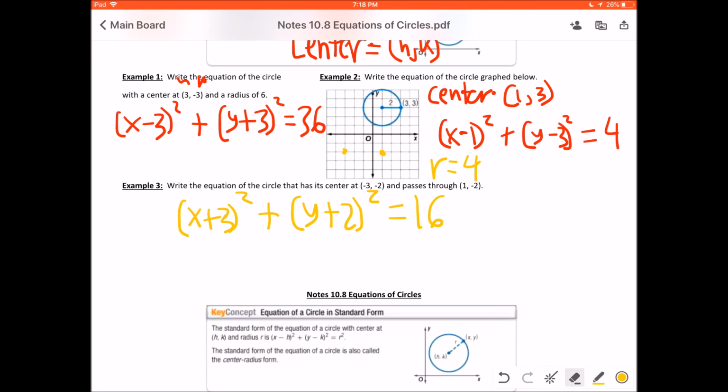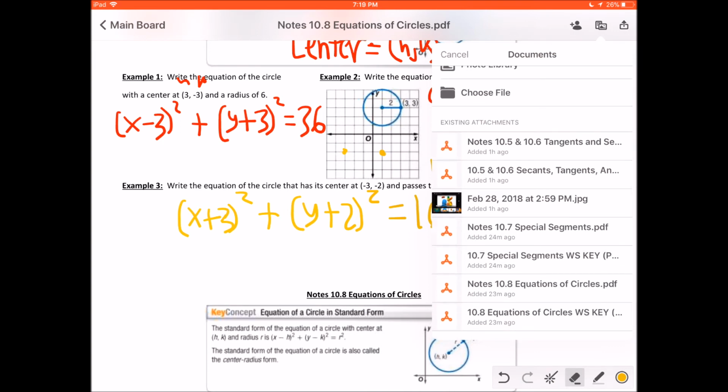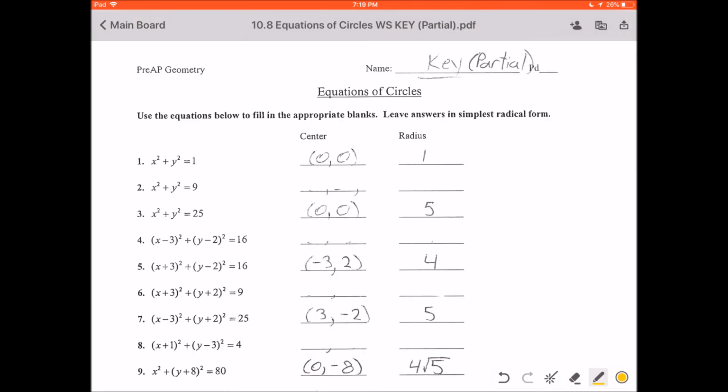Let's do a couple example problems, and we'll wrap up this video. This is again a partial key, so let me see how the teacher did it. This is how you go at it. Let's do number 2. So if it says x squared plus y squared, that means the center is at the origin, since you're not moving any of the points left or right or up and down. So your center is at 0, 0, and the radius is 9. Take the square root of that, so that's 3.